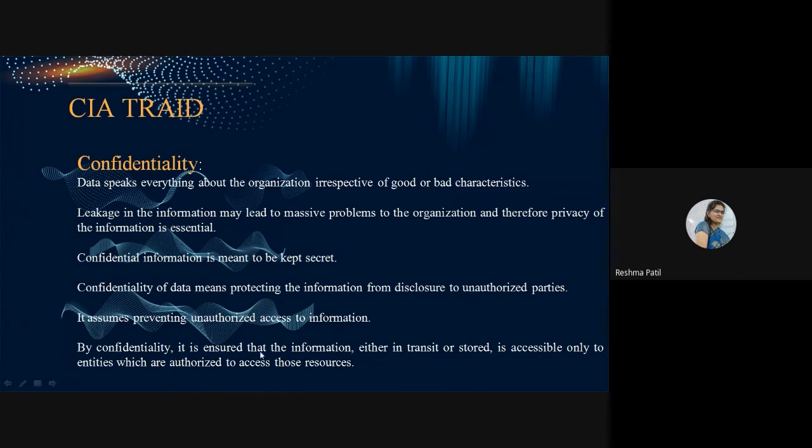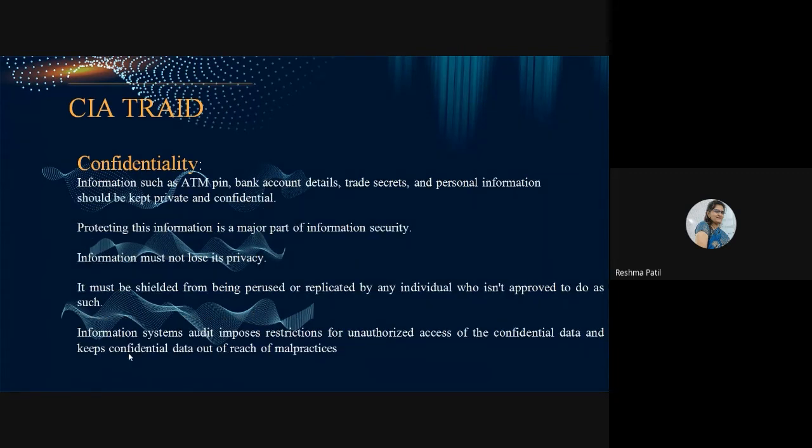It assumes preventing unauthorized access to information. By confidentiality, it is ensured that information, either in transit or stored, is accessible only to the entities which are authorized to access those resources. So if confidentiality is maintained, whether data is in transit or stored, it is accessible to only authorized persons. Unauthorized access is not allowed. Information such as your ATM PIN, bank account details, trade secrets of any business, and personal information should be kept private and confidential. Protecting this information is a major part of information security. So that's why organizations are very much concerned about data security or information security. If it is leaked, then the organization has to face many problems.